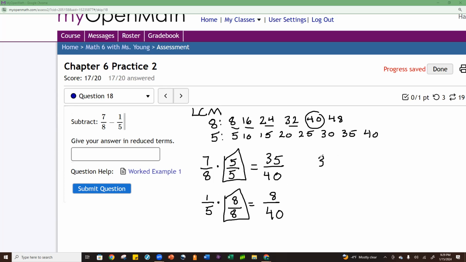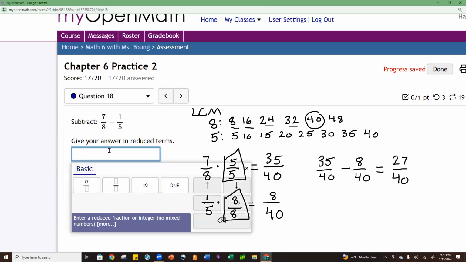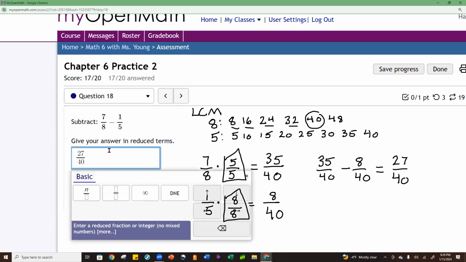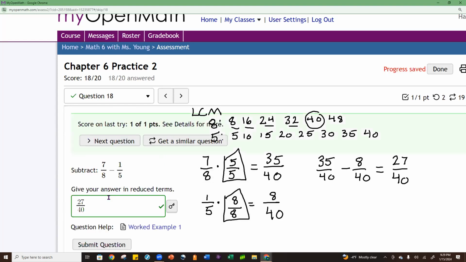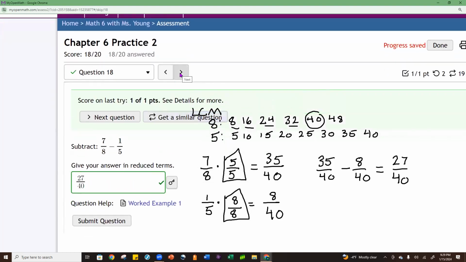So I am writing the same problem as the original. It's just I made the slices of the pie into different sizes. So I have 35 minus 8. That gets me 27 over 40. And you would need to check to see if there are any common factors between 27 and 40. I'm going to tell you already that this one does not have any common factors. Okay, 2 more questions left.